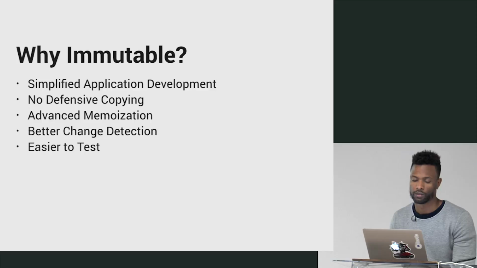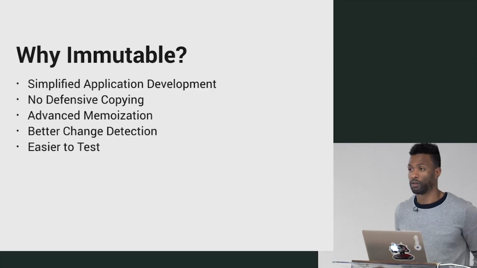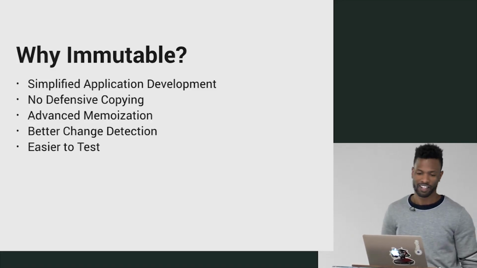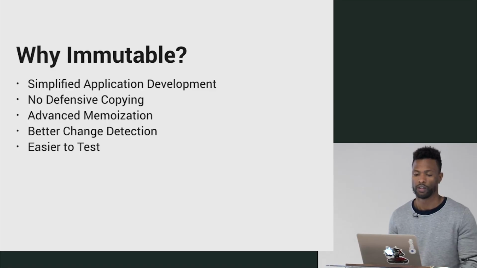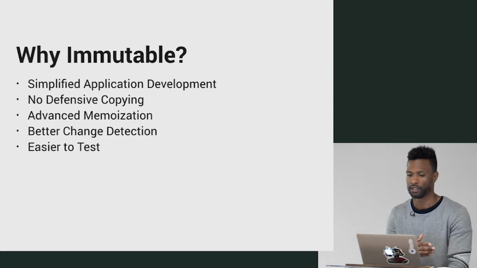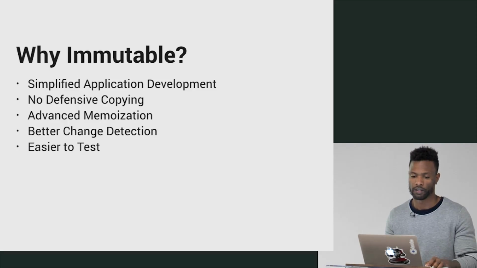So why immutable? I mean, there's a lot of reasons. I can't name all of them because I don't know all of them. But some good reasons are that everything is a value, so it's a lot quicker to detect if values are different versus having to look deeply inside of an object, which is what you would have to do in something like Angular 1, which is obviously very expensive when you've got a crazy amount of data. So that's one thing. Advanced minimization, like I said, better change detection.